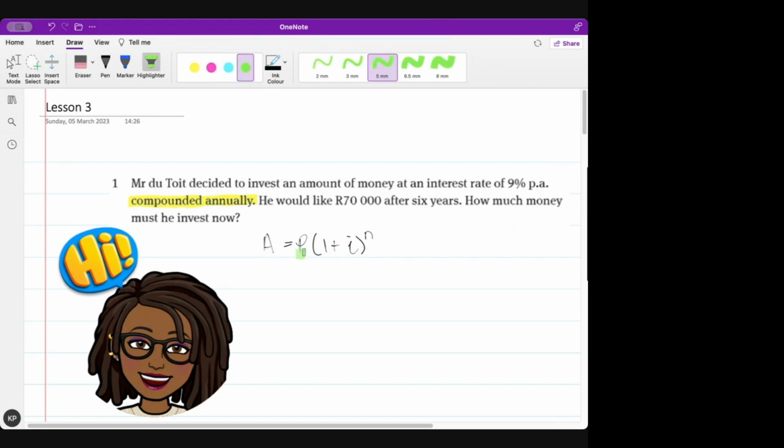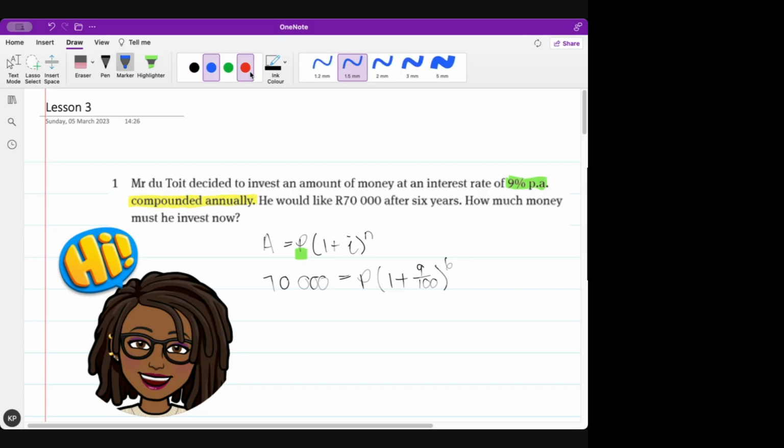We are looking for P, the principal amount. We want to know how much Mr. Detroit has to invest in order to get the 70,000 Rand after 6 years. So my 70,000 is the accumulated amount that I want to end up with in 6 years, is equal to the principal, which we don't know, times 1 plus my interest rate, which is 9% per annum. You can either write it as 9 over 100, or 0.09, to the power of the number of years, which is 6. Now let's see if we can work this out.